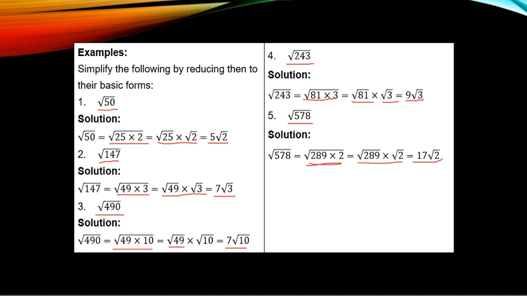After dividing 578 by 2, I have 289. If you are not sure whether 289 is a perfect square or not, you simply check the square root of 289 in your calculator. If it gives you a whole number, it means 289 is a perfect square. If it does not, you divide 578 by 3, the next number. Okay?